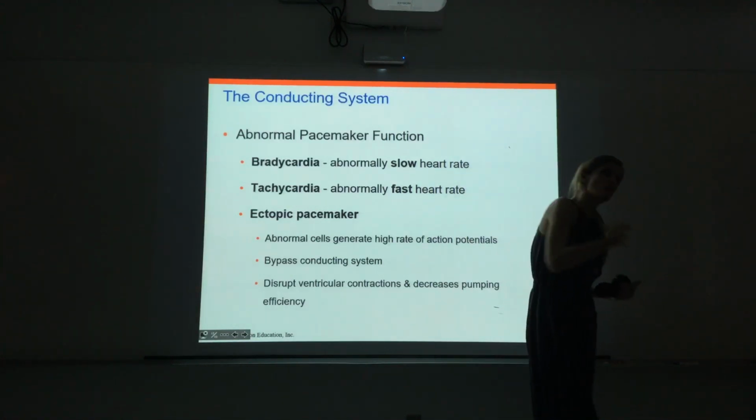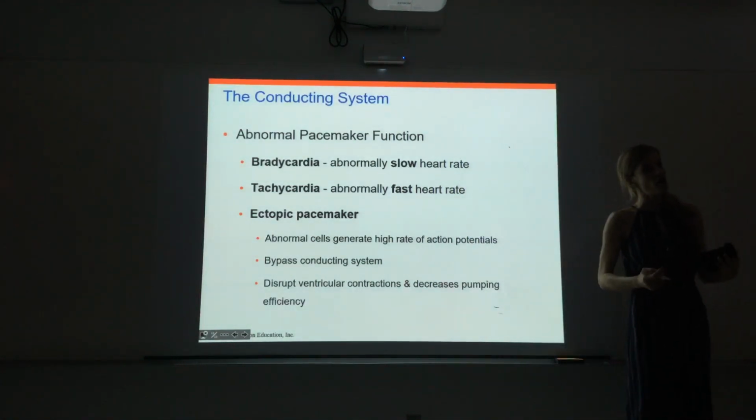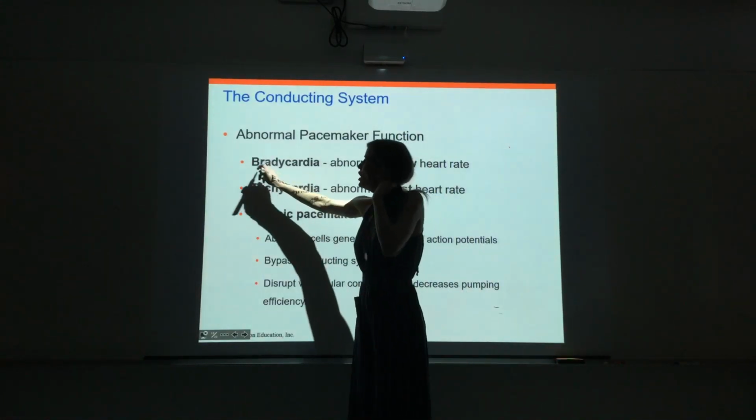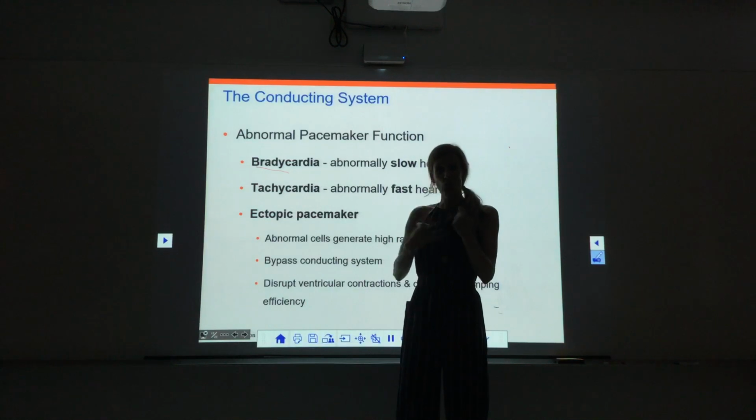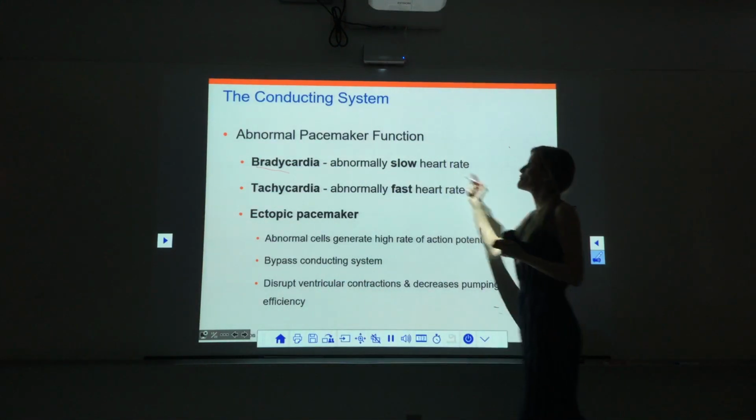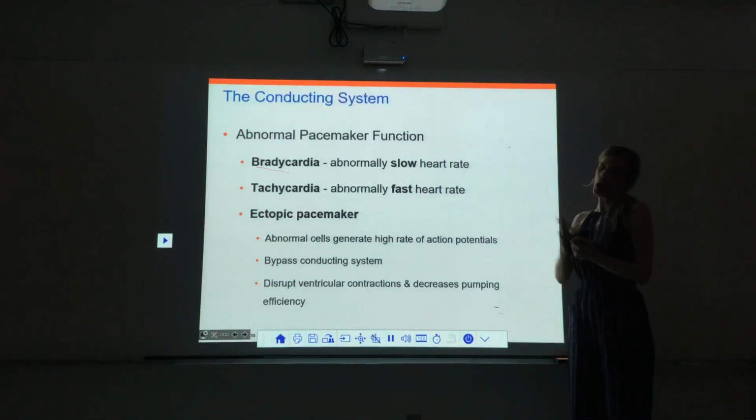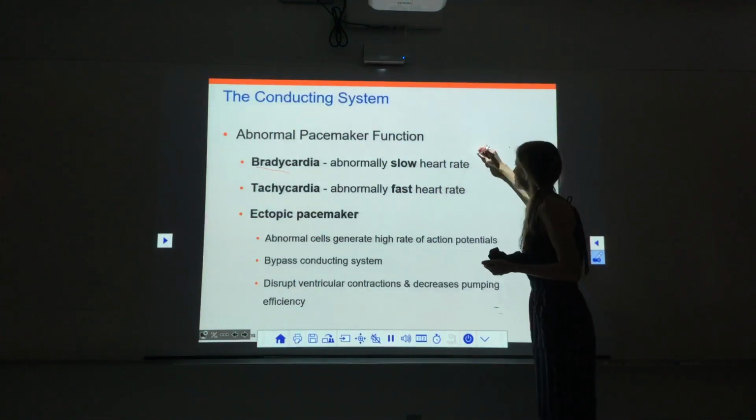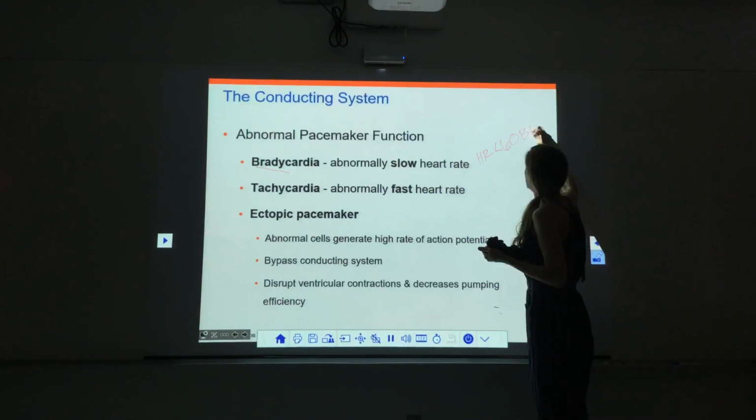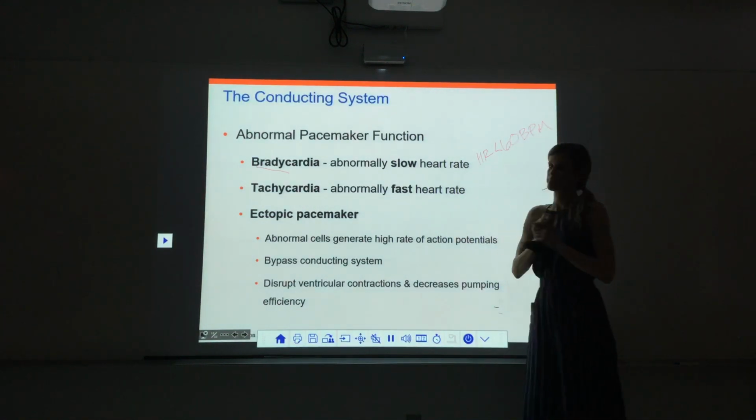And we can get really slow heart rate, we can get really high heart rate, and that's called bradycardia and tachycardia. Brady means slow, cardia means heart. So bradycardia is an abnormally slow heart rate. Most things will define this as a heart rate less than 60 beats per minute.